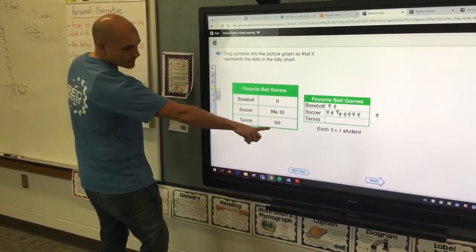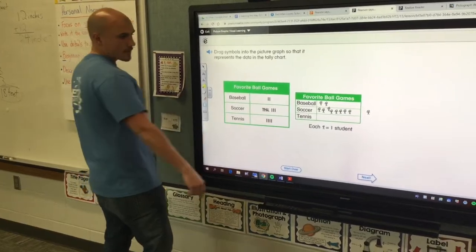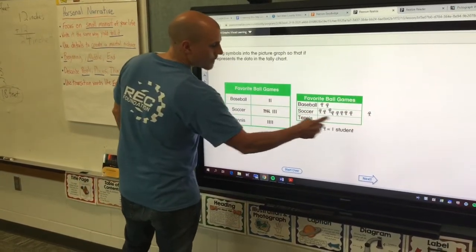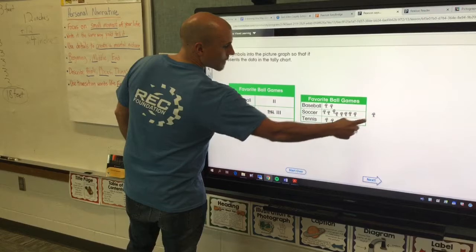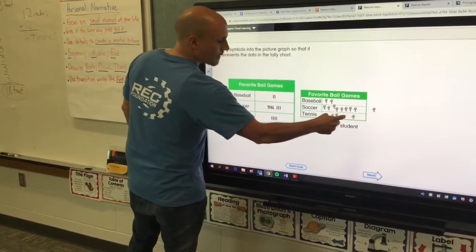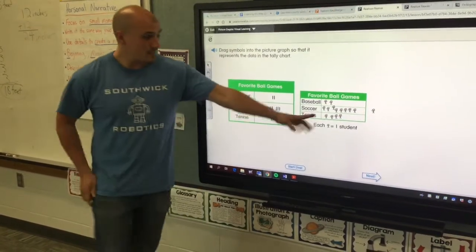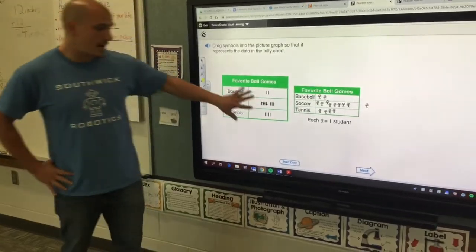Last, we have tennis. 1, 2, 3, 4 tallies for tennis. So that means we've got 4 little stick figures on our pictograph. So now our pictograph here is done. This pictograph uses pictures to show the data from the table.